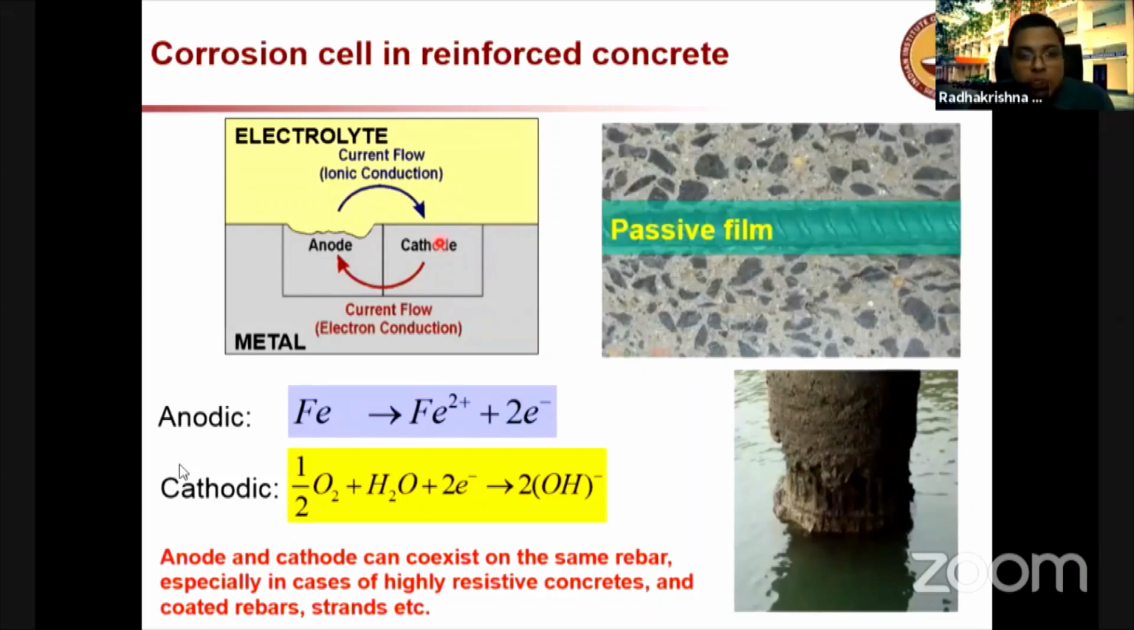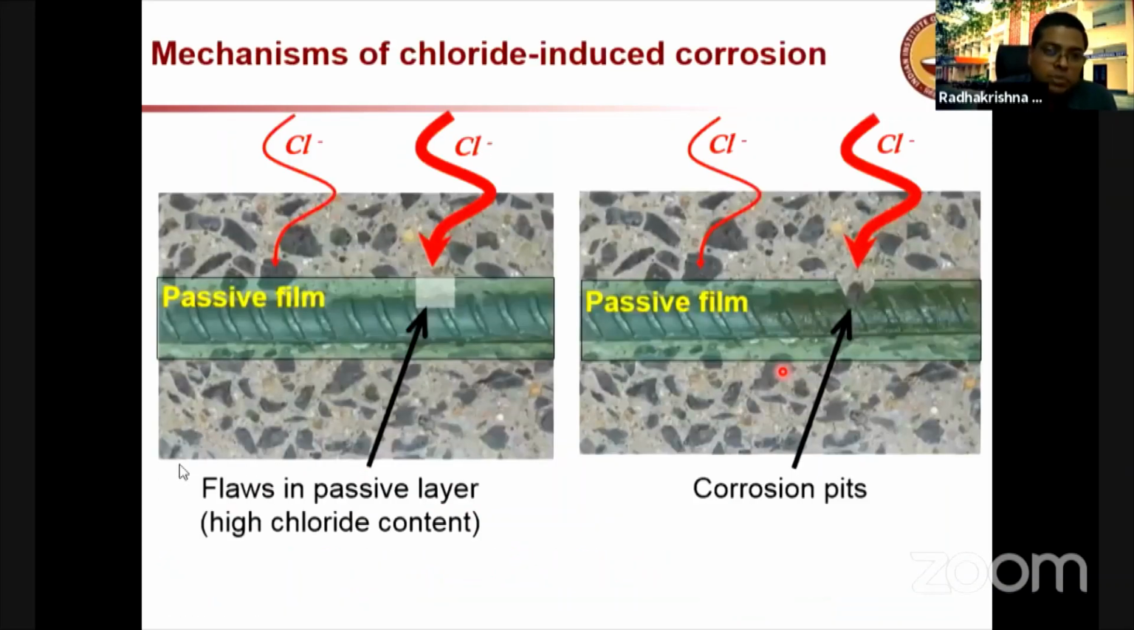So whenever we put steel in concrete, because of the very high pH of the concrete, a very thin but very dense and highly resistive passive film is formed on the steel surface. But when it comes in contact with chlorides or gets affected by carbonation, etc., this passive film can get damaged. And this damage can occur at any point, anywhere on the steel where you have a high concentration of chlorides. Let me show you this.